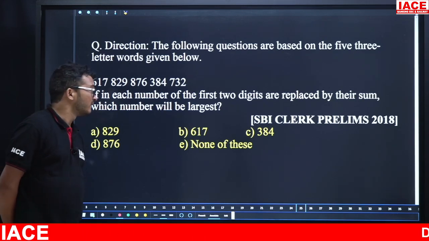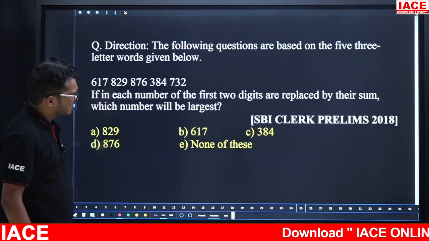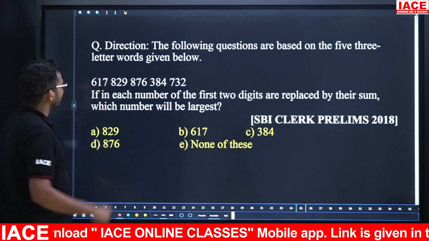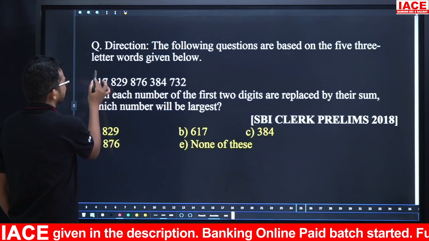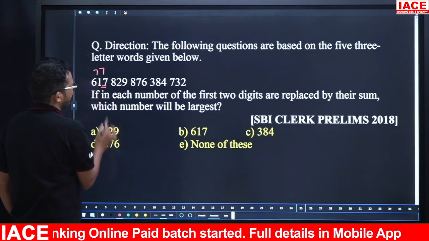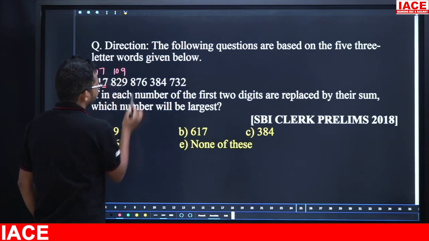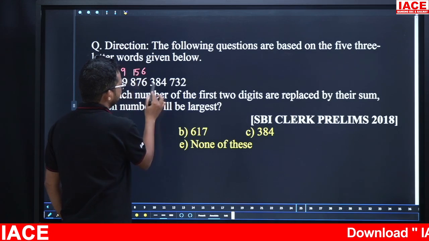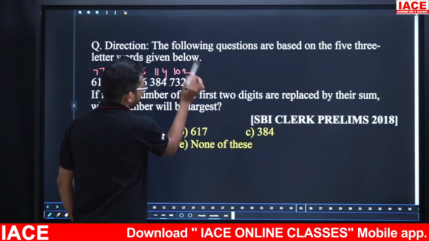Yes, time up. So take care with the given question. If in each number the first two digits are replaced by their sum. So the first two digits are replaced by their sum. 6 plus 1 is 7, so the remaining is 7. 8 plus 2 is 10, next 9. 8 plus 7 is 15, this one is 6. 3 plus 8 is 11, 4. 7 plus 3 is 10, this one is 2.